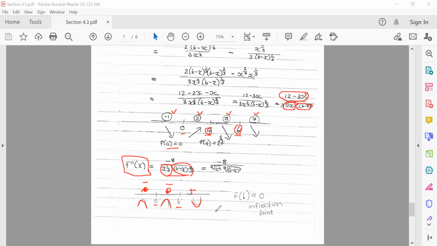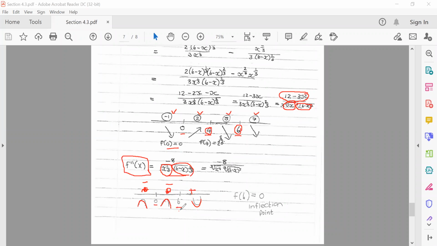All right. Now, when is it concave up? You say from 6 to infinity. When is it concave down? You say from minus infinity to 0 and from 0 to 6.